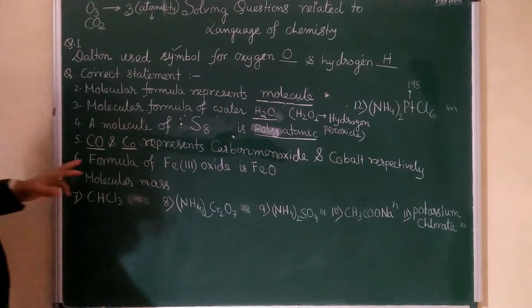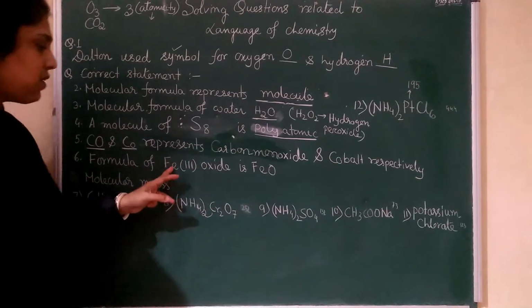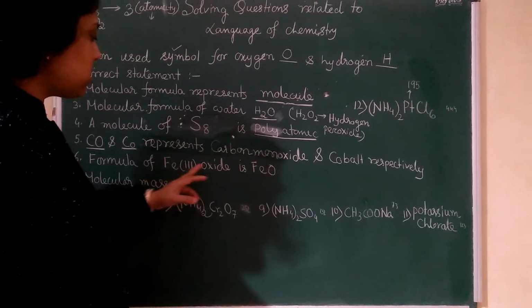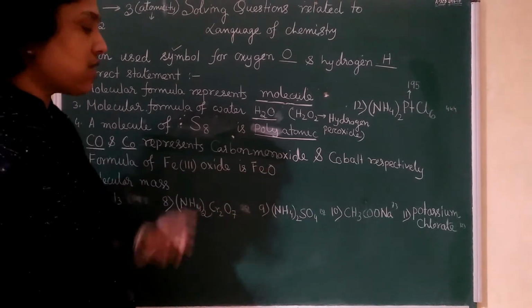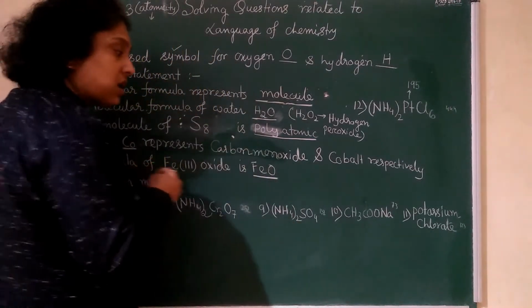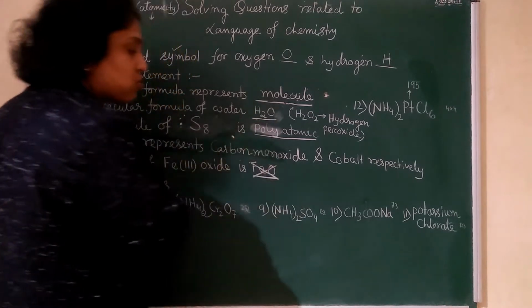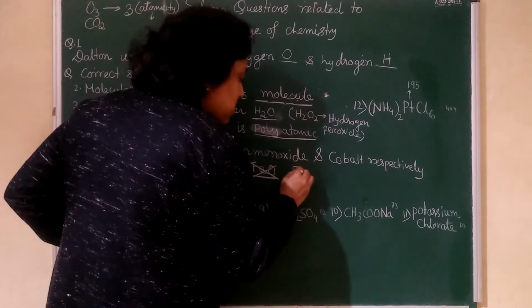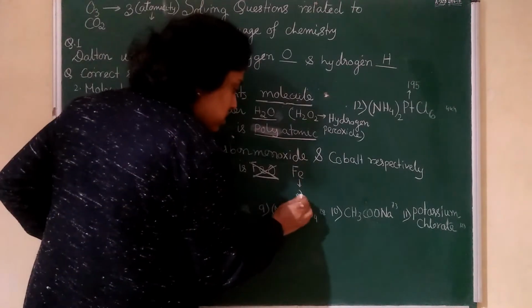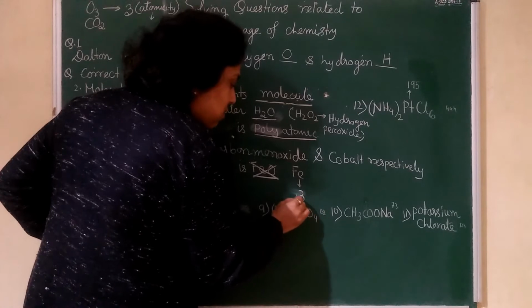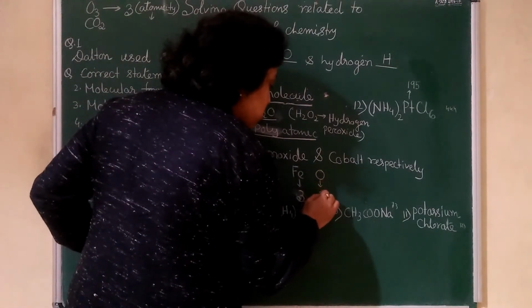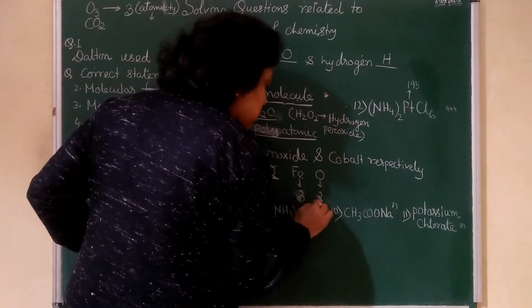Understood? Next is the formula of Fe3 oxide. 3 is the valency, it is given. Fe3 oxide is FeO. Is that possible? This one you have to correct. It is wrong. Why? The Fe valency is given as 3, and what is the oxygen valency? It is 2. So you have to interchange the valency.